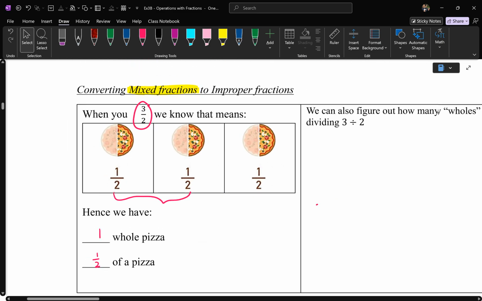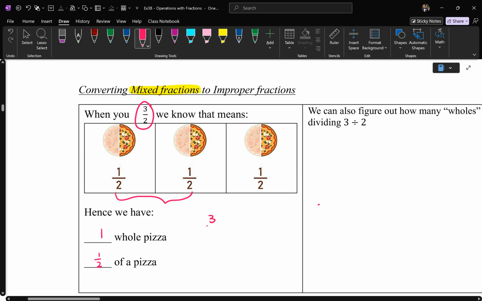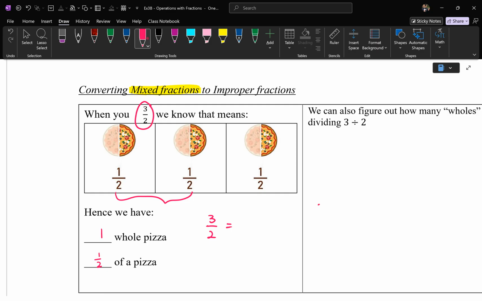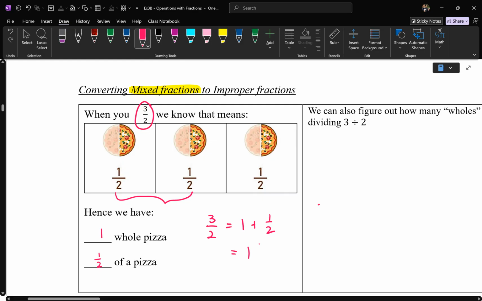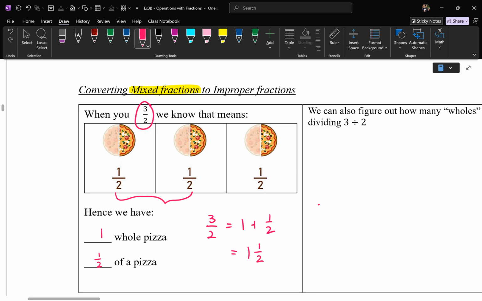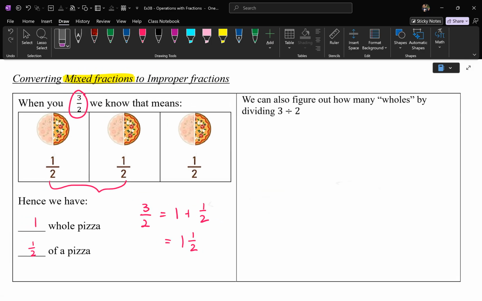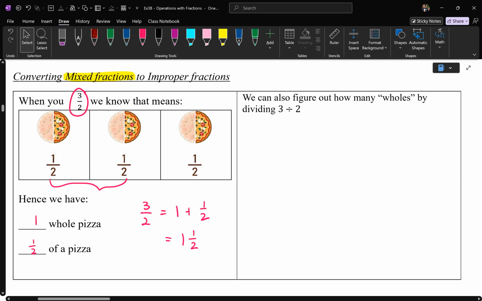So when we write it as a mixed fraction, we can say 3 over 2 is the same thing as 1 whole pizza, because those 2 make 1 whole, and you have an extra half left. Usually we don't write the plus in between because we're too lazy, so we write 1 and a half. And that's called a mixed fraction. Now, that's on a logical basis, because you can count the pieces. So how else would you do it mathematically? This is how you do it mathematically.